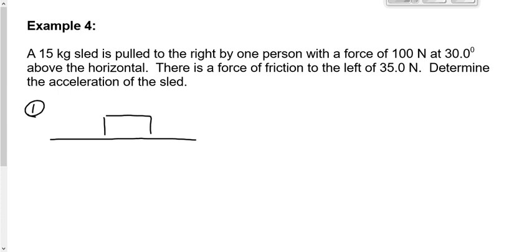Here's the sled. We're pulling it to the right here. We'll call it F1. It's 100 newtons. And the angle is 30 degrees here above the horizontal. And we have friction that's going to act to the left of 35 newtons. It's quite a bit shorter here. Let's just call that FF. It's 35.0 newtons. Now watch very carefully what I'm going to do here.